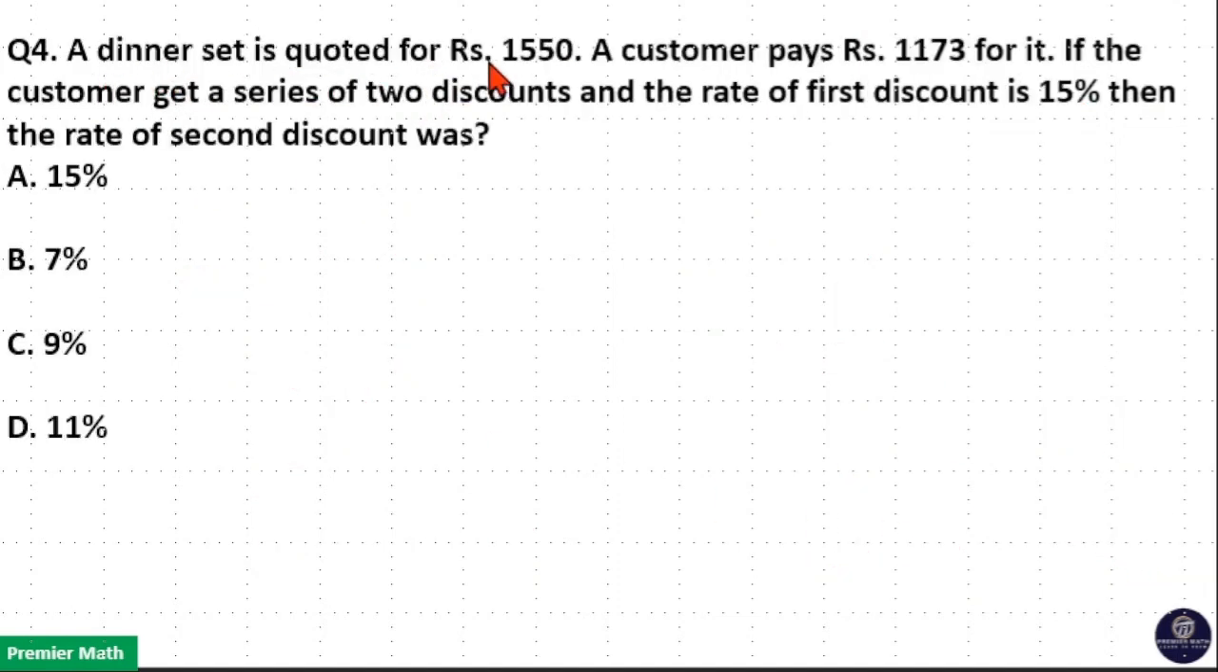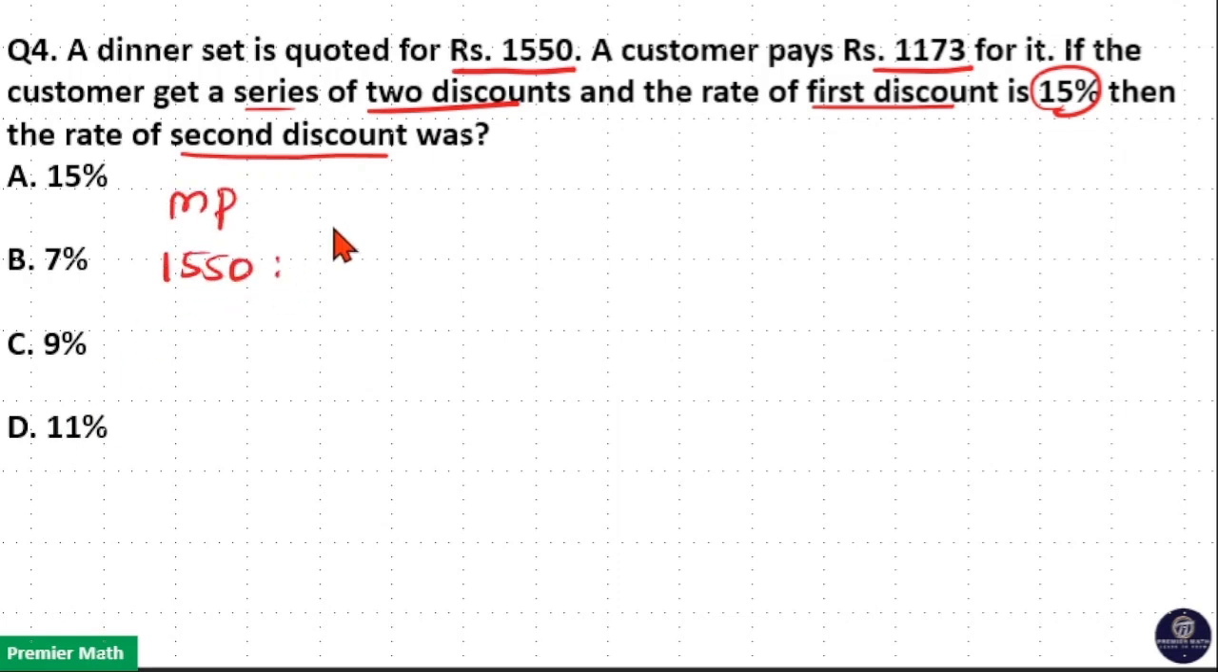A dinner set is quoted for rupees 1550. A customer pays rupees 1173 for it. If the customer gets a series of 2 discounts and the rate of the first discount is 15%, then the rate of the second discount was? Here the marked price is 1550 and the selling price is 1173. Now there are 2 discounts. Then take the difference between these two. Here 10 minus 3 is 7, 14 minus 7 is 7, 14 minus 11 is 3. So we need to find out 377 is how much percentage of the marked price.